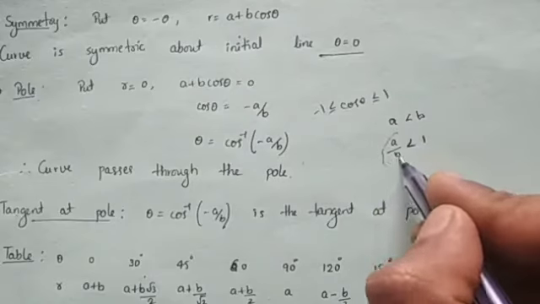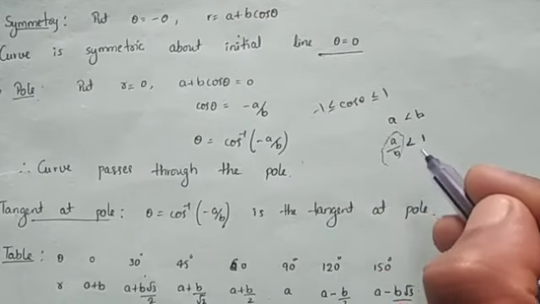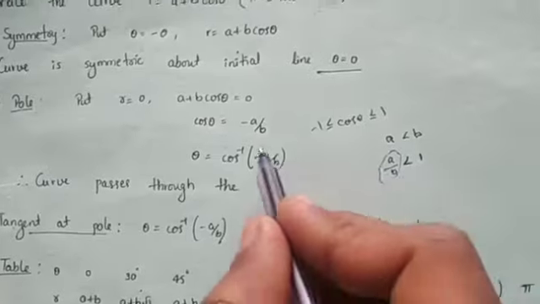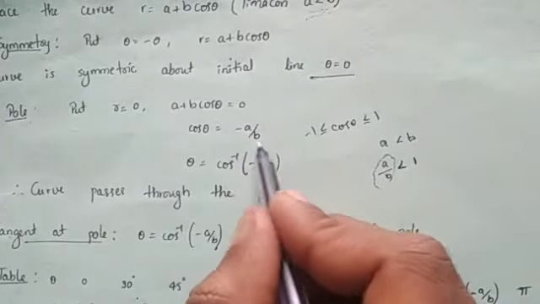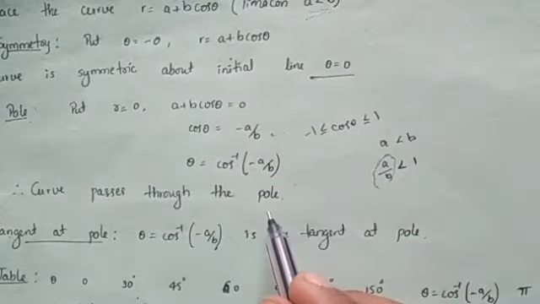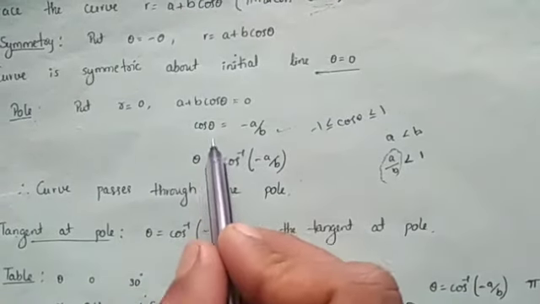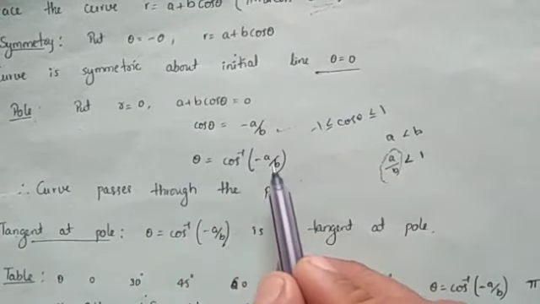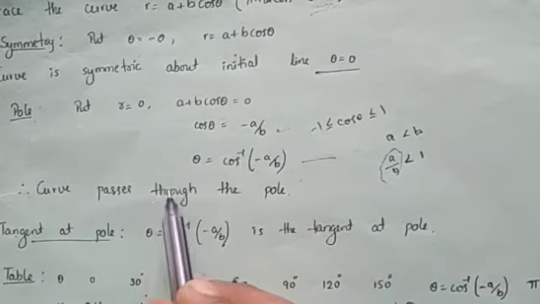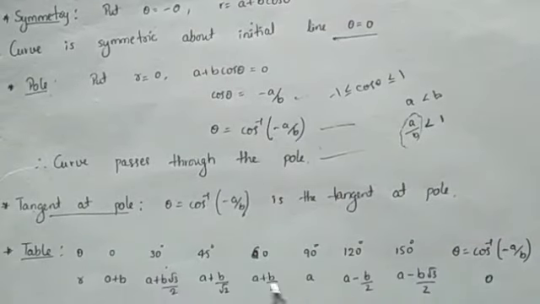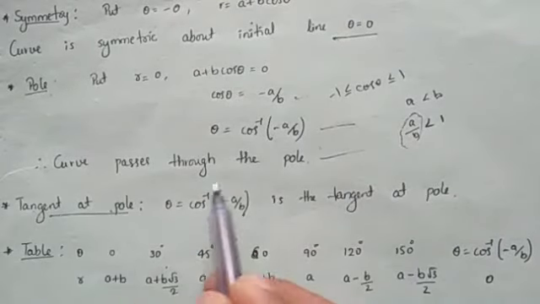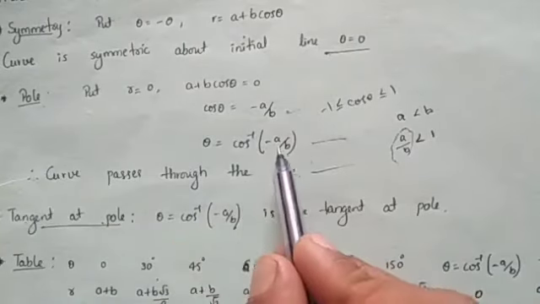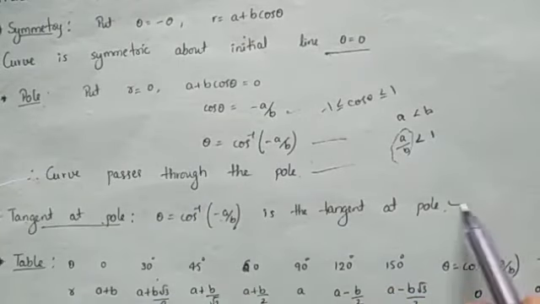So the a by b value is less than 1. It's nothing but the theta value exists, where theta is equal to cos inverse of minus a by b. Therefore, the curve passes through the pole. The next one is tangents at the pole. Theta is equal to cos inverse of minus a by b is the tangent at the pole.